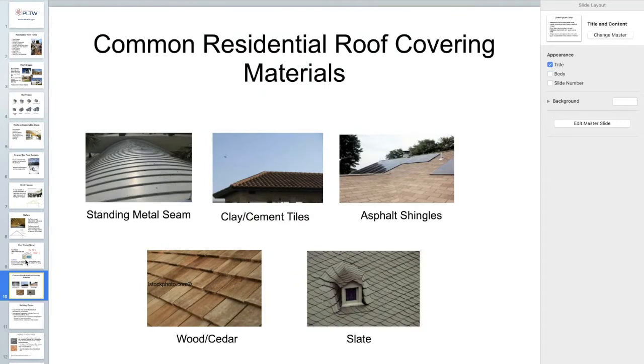So some common residential roof covering materials. I think the most common we see around here are shingles, asphalt shingles, and probably some sort of metal seam roof. They stand up really well in the climates that we have up here. And some other roofing materials that we might see, maybe a little bit more common in the south, where they have a lot of heat and they have to hold up to that constant sun, are things like clay, slate, and maybe even some wood cedar.